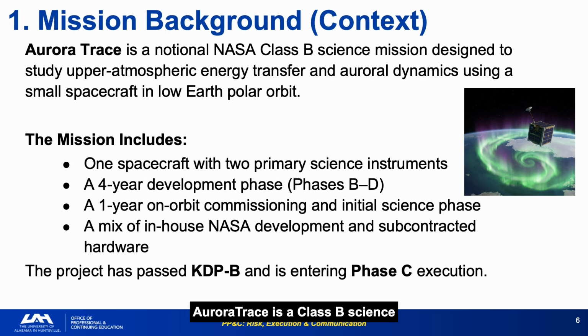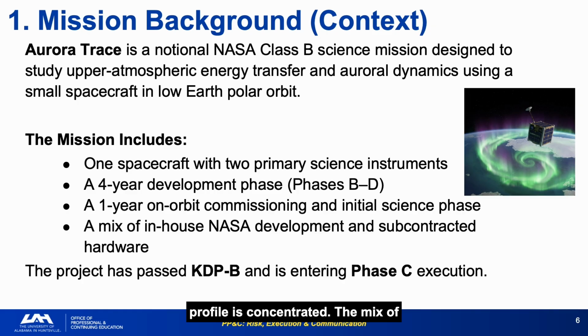Aurora Trace is a Class B science mission studying upper atmospheric energy transfer in low Earth polar orbit. 1 spacecraft, 2 instruments, 4-year development, 1 year on-orbit commissioning, with a mix of in-house and subcontracted hardware. Class B missions carry meaningful cost and schedule risk because they operate without the redundancy margins of Class A, but with the full development complexity of a science instrument program. The risk profile is concentrated.